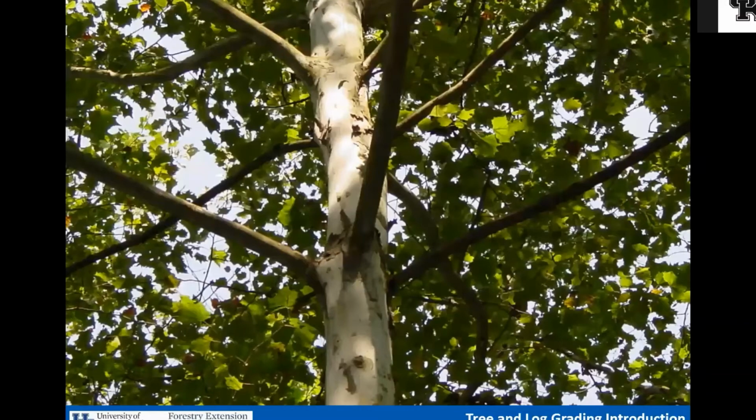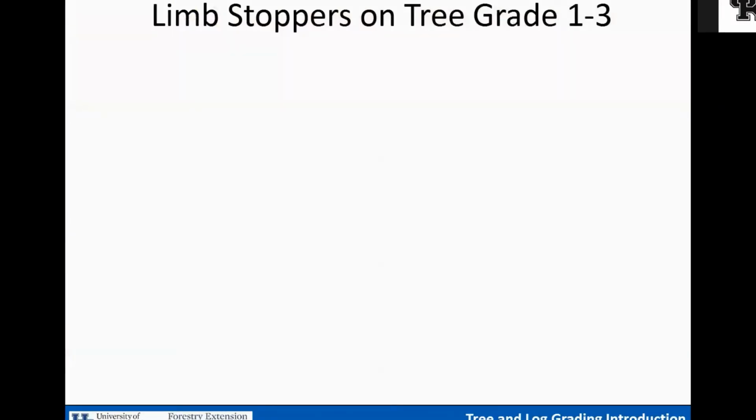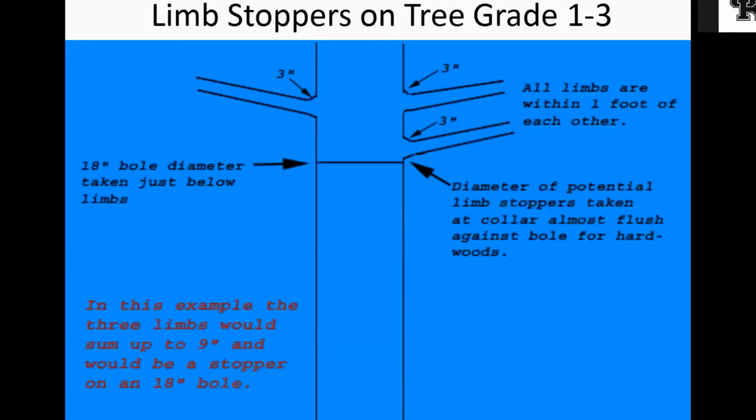And knowing where to stop when measuring a tree and the height is a tough thing for folks to grasp at first, and with focusing your eyes and a lot of practice and estimation, you can get better at it, but knowing where to stop is a challenge for a lot of folks. So limb stoppers on grades 1 through 3. Here you've got an 18-inch diameter tree just below those limbs. You've got 3 limbs that are 3 inches at the collar. If you add all of those together, you're going to have a sum of 9 inches. And so that's half of that 18-inch tree, and that's going to be your stopping point where you're going to stop measuring your merchantable area.